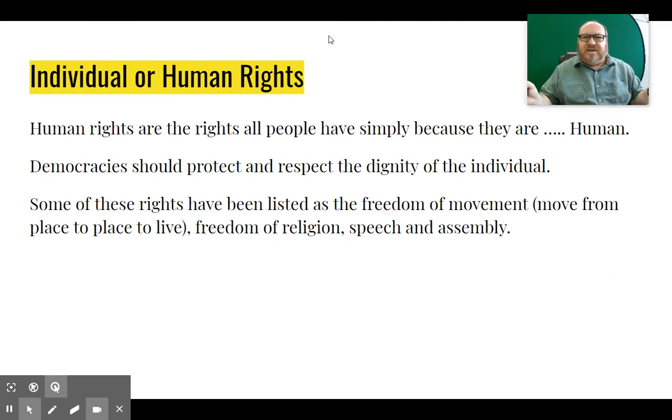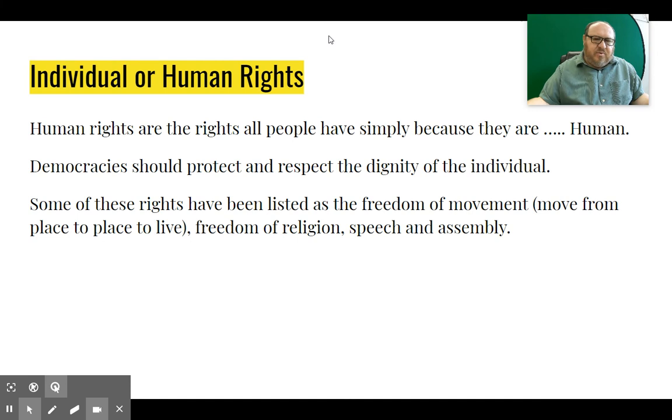Okay? Human rights, another part of that equality. Everyone has the right to certain things. They have certain rights just because they are human. So human rights. You're human, you have access to these rights. Things like freedom of religion, freedom of speech, freedom of assembly, freedom to move around and live wherever you want. Okay? Those are all freedoms. Those are all basic human rights. To the protection of an individual's dignity and respect, those are human rights, as well as individual rights.